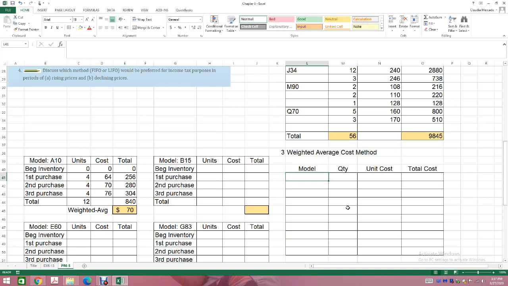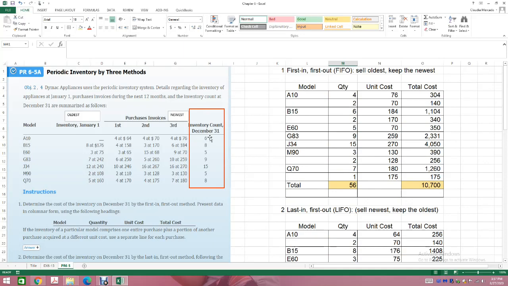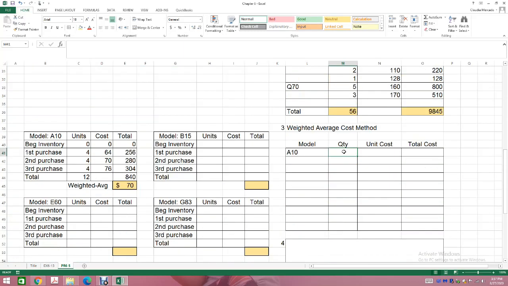Okay. So I've got model A10. And I know according to the problem, I need to have 6 units left. So I'm going to have 6 units. My unit cost is my weighted average, which we calculated at $70. So that's going to be 6 times 70. That'll give me 410. We're going to do the same thing for the next one and all of the rest.